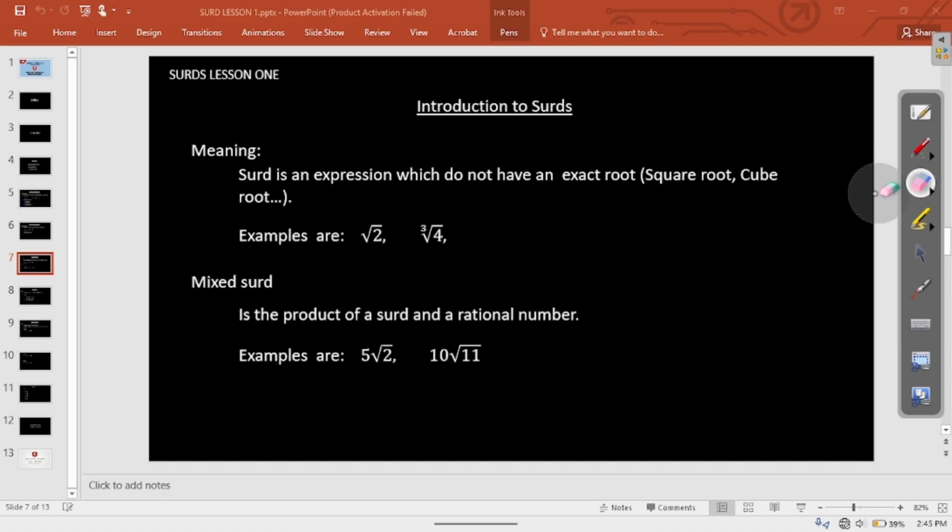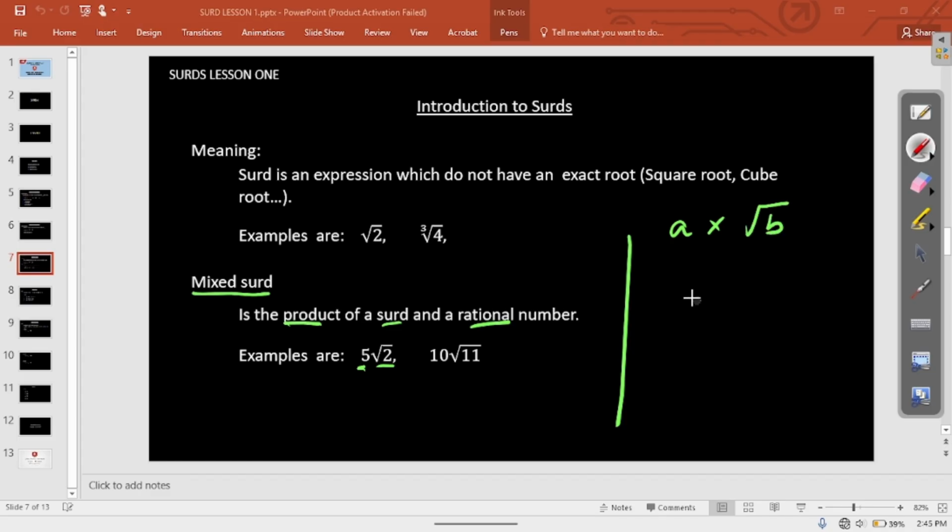It is important to note that we have another form of surd that is called a mixed surd. A mixed surd is basically a product of a surd and a rational number. If you look at the example here, we have 5, which is a rational number, and then we have the square root of 2, which is a surd. So when you multiply a rational number a by the surd root b, you get a root b, and this is what we call a mixed surd. Let us proceed.